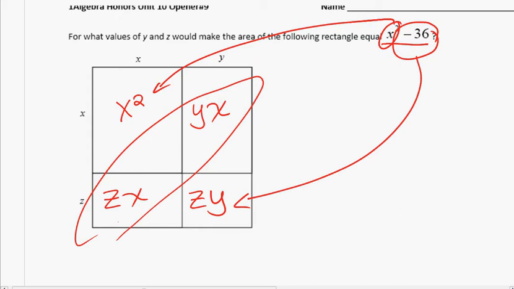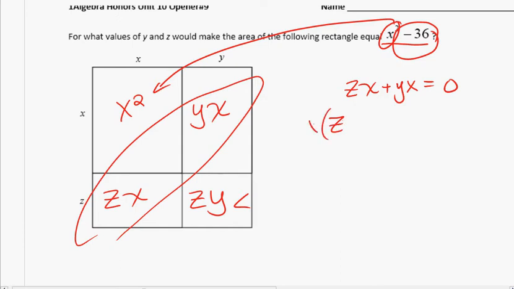So we need zx plus yx to equal 0. And really what we're saying, if I factor out an x, is that z plus y must equal 0. Because the x is the x, and that can't be 0. So it must be that z plus y is equal to 0. So that's one thing I know.